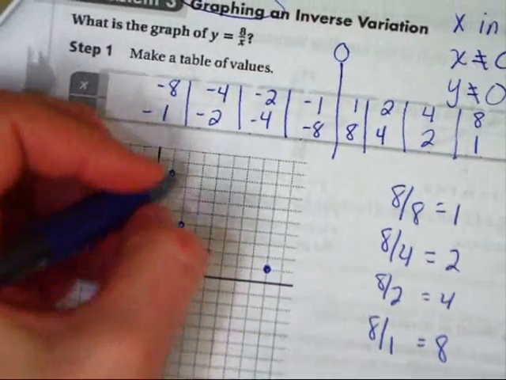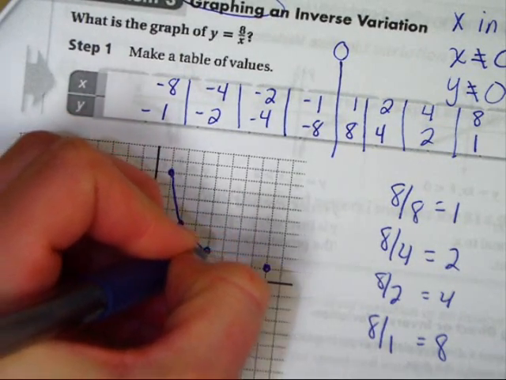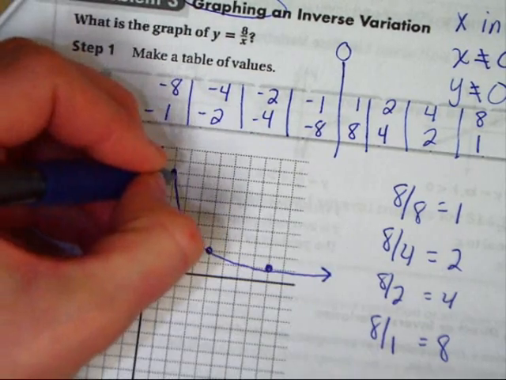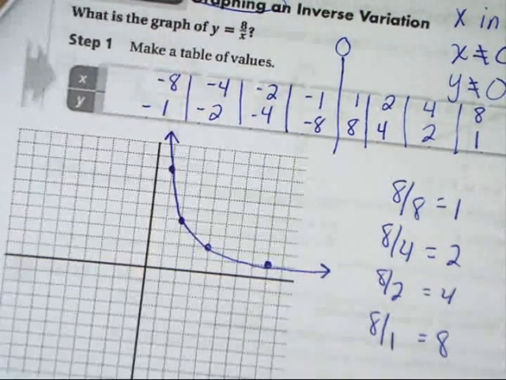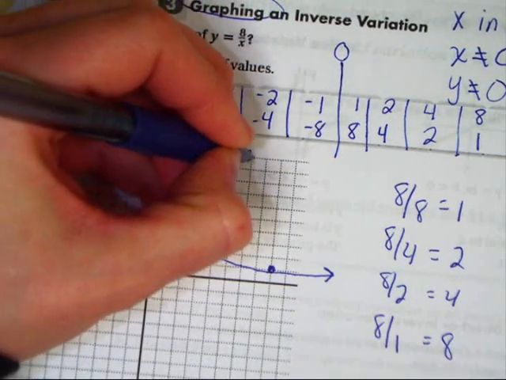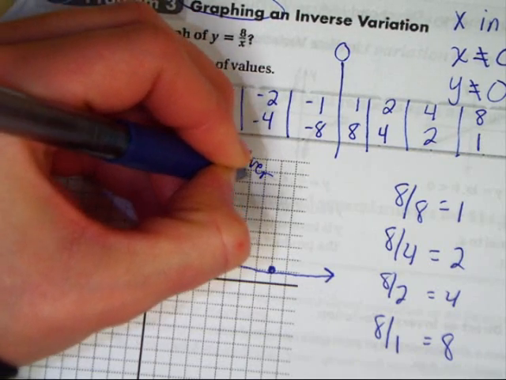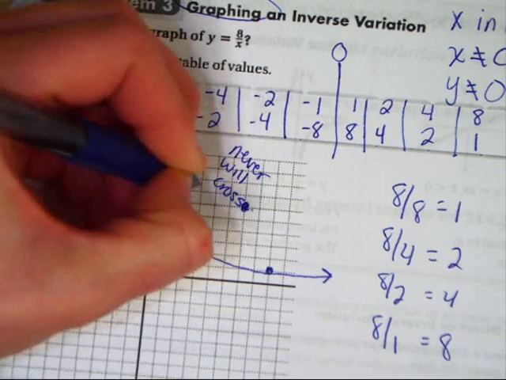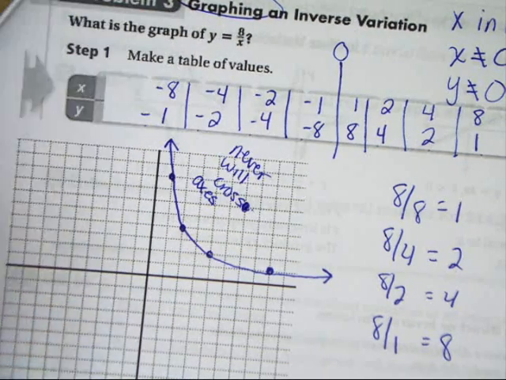Now let's connect and watch what happens. Remember how I told you x and y can't be 0? They're going to approach the axes, but they're never going to touch the axes, okay? They're never going to cross the axes. Therefore, your x and y axis are what we call the asymptotes.